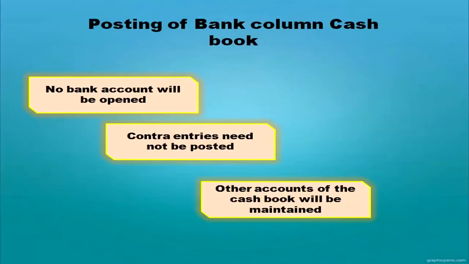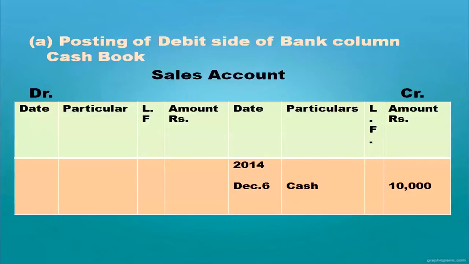Posting of the bank column, cash book. No bank account will be opened. Contra entries need not be posted. Other accounts of the cash book will be maintained. Posting of the debit side of the bank column, cash book. Sales account, you will write on the credit side by cash, date and amount in the respective columns.